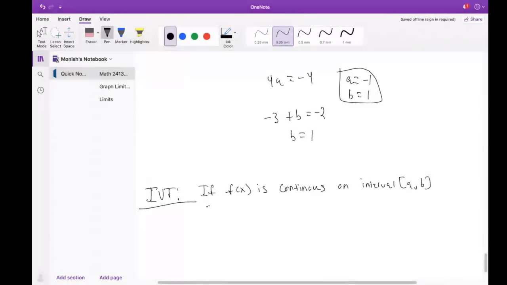and f of a is less than 0 is less than f of b, then there exists a point c such that f of c is equal to 0.